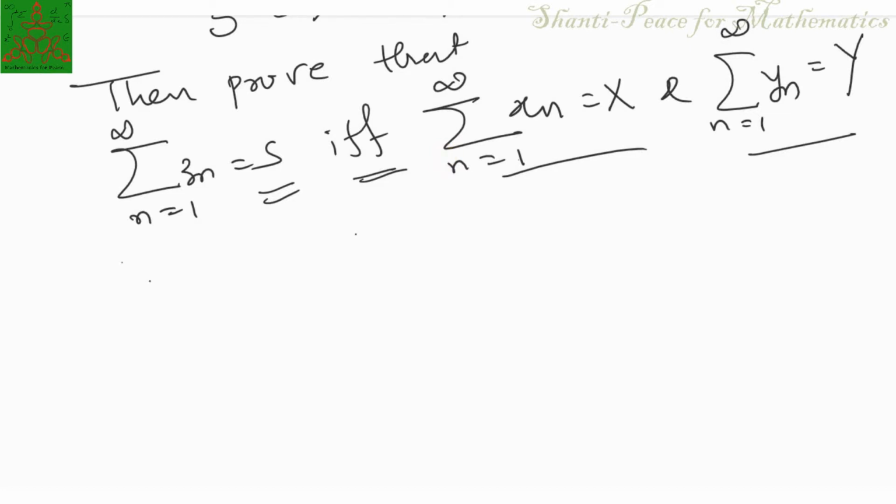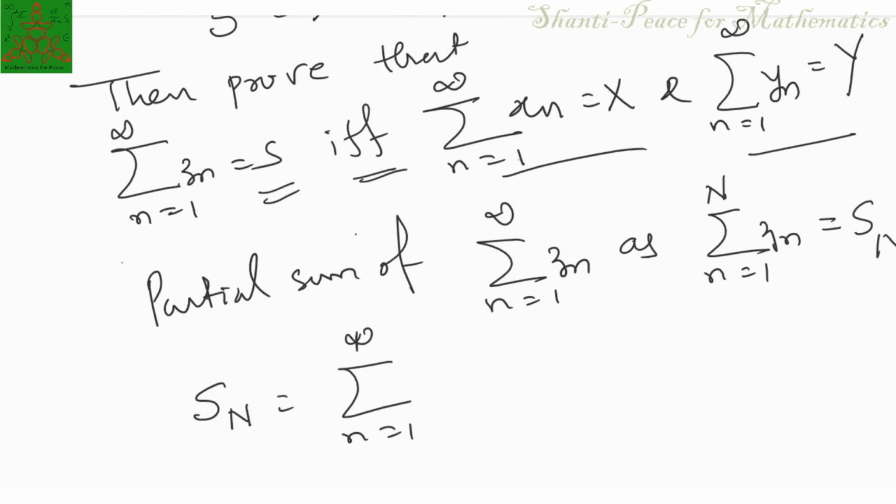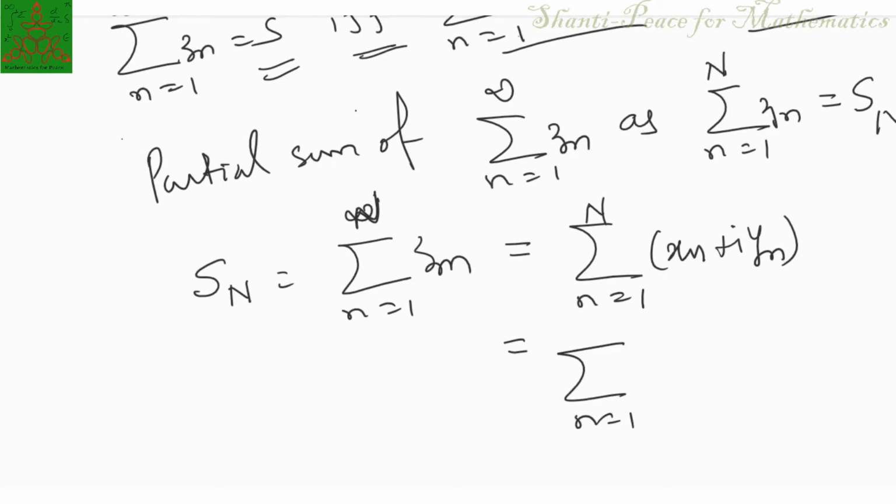So I am considering the partial sum of the summation n running from 1 to infinity Zn as the summation n running from 1 to n Zn, and calling it Sn. Now what is this Sn? Sn is the summation from 1 to n of Zn. Now you just observe that that is nothing but the summation 1 to n of xn plus iyn. So what we'll have is the summation n running from 1 to n of xn plus i times the summation n running from 1 to n of yn.